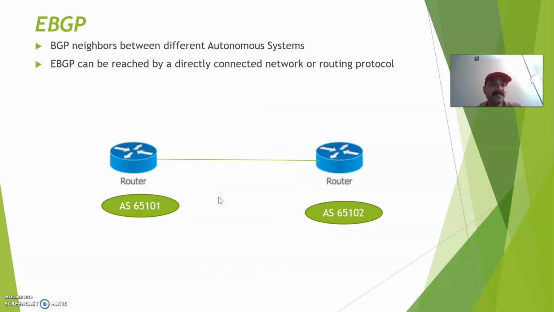So what is EBGP? The BGP running between routers in two different autonomous systems is called EBGP. We can peer either using a directly connected interface or using a loopback address. EBGP can be reached by a directly connected network or by using a routing protocol.